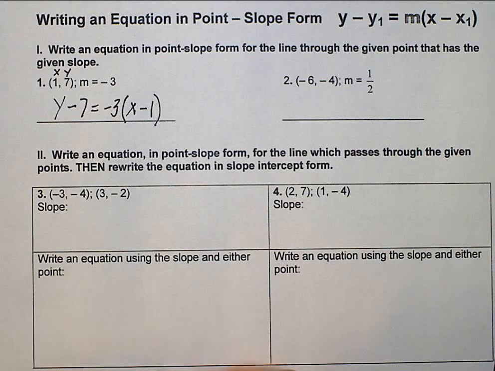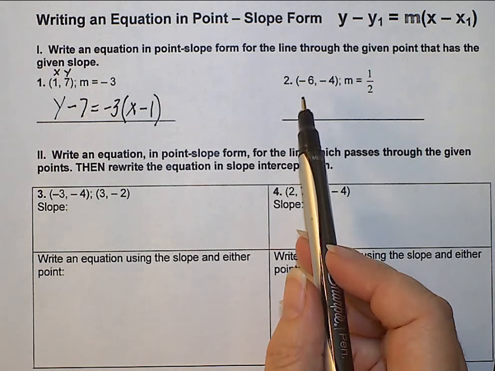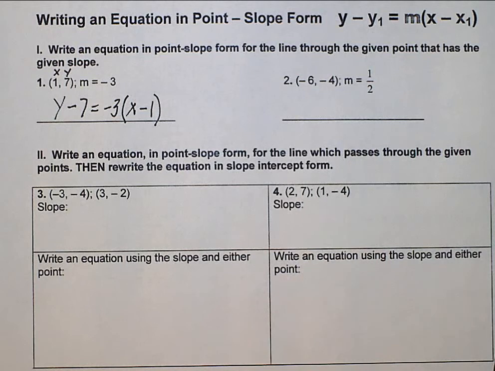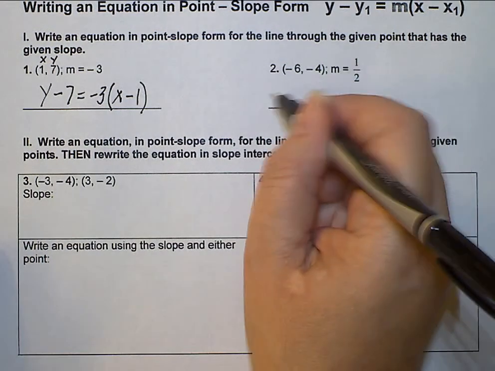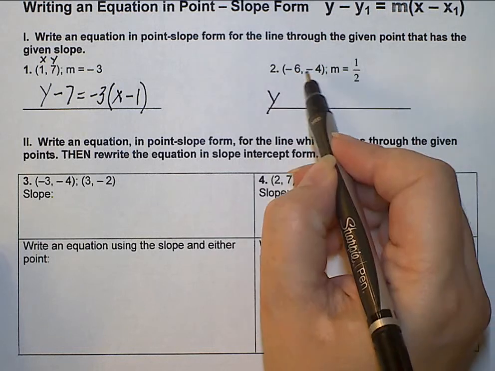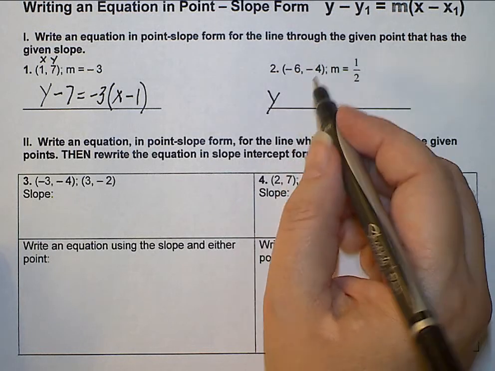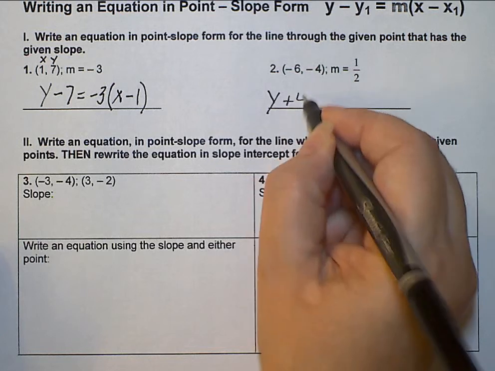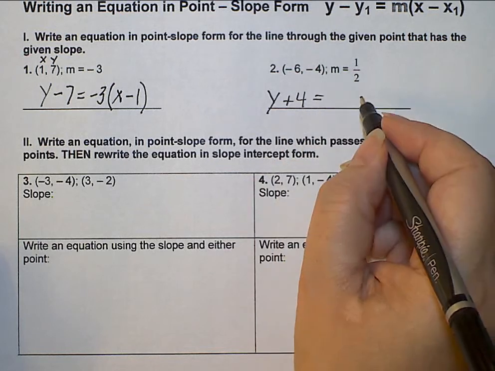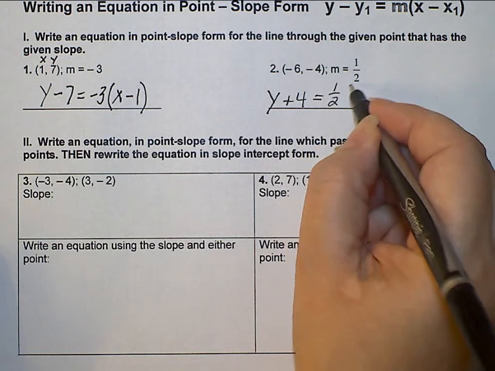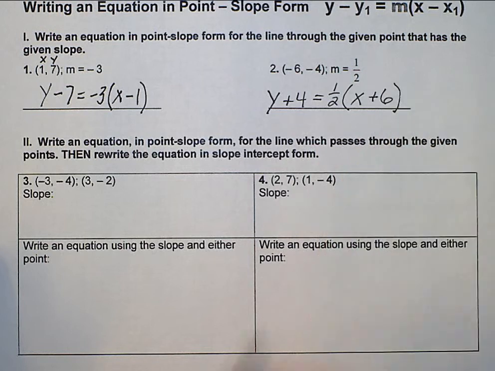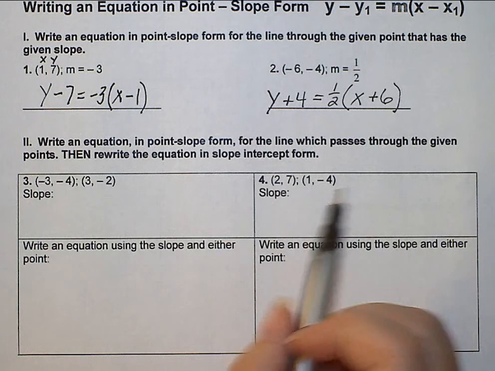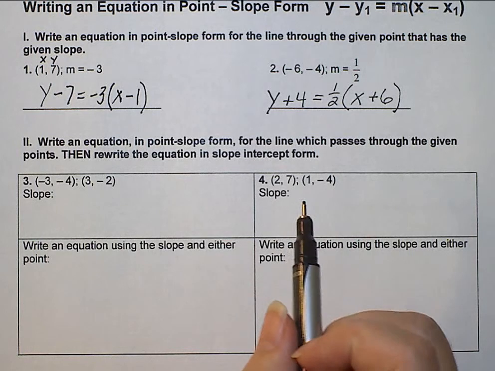Alright, so I want you to try number 2, doing the exact same thing. As a class, we're going to do this as a class. So I go y, and we have our y value is negative 4, so we have plus 4 equals 1/2 parentheses x plus 6. Alright, that's as hard as it gets today, really, because we're going to go forward and backwards, but that's as hard as it gets. That's all we're doing today.